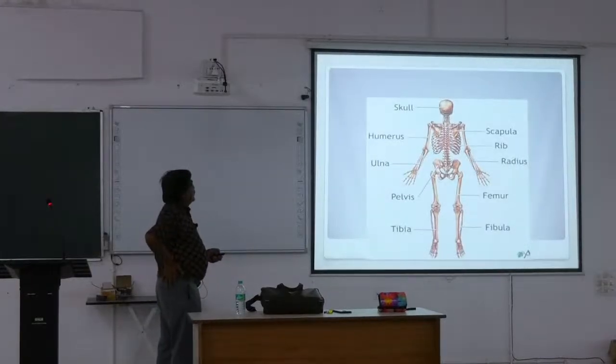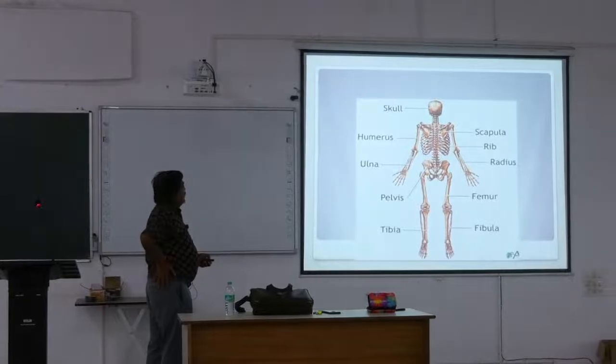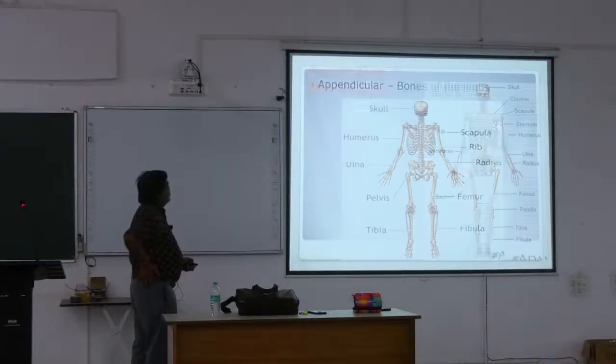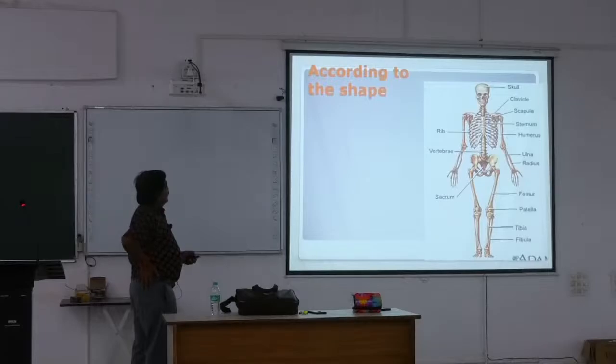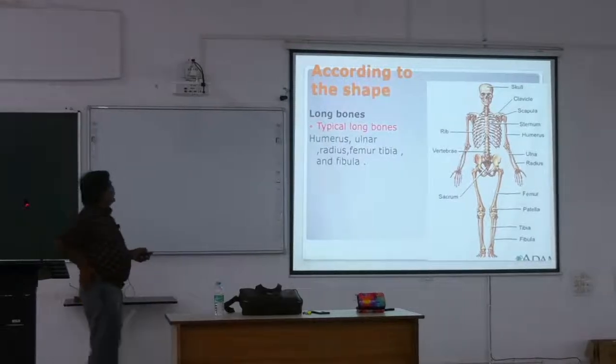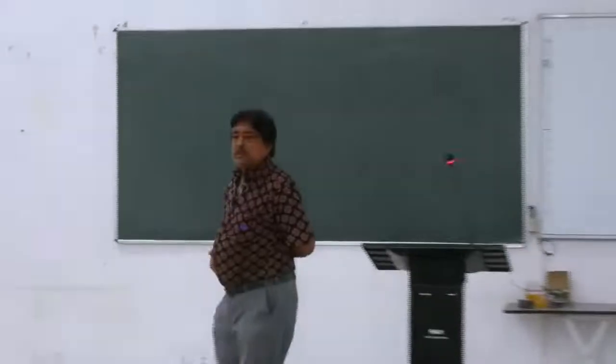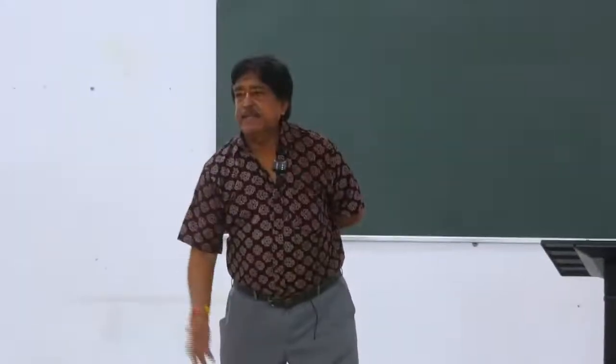Now, skull, humerus, scapula, ribs, ulna, radius, pelvis, femur and tibia and fibula. According to shape, long bones, typical long bones: humerus, ulna, radius, femur and tibia and fibula. Typical long bones. You see the length.